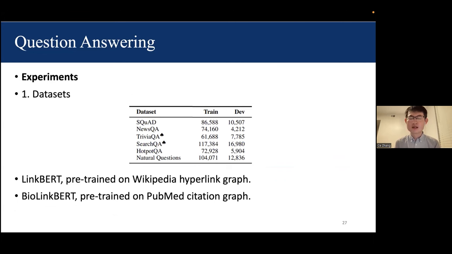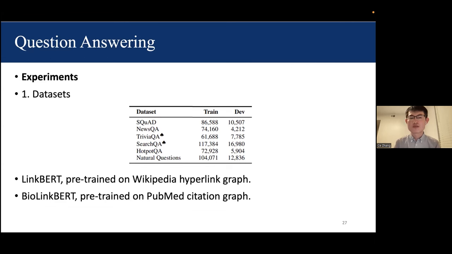The second model is BioLinkBERT. It's pre-trained on the PubMed citation graph. PubMed is a biomedical paper citation graph. So the second model is more domain specific. It can answer questions about the biomedical domain.